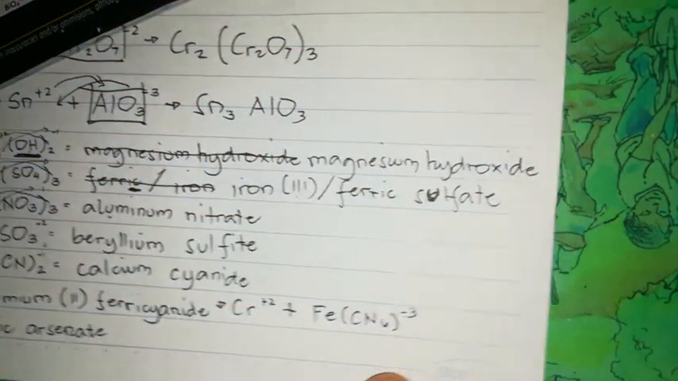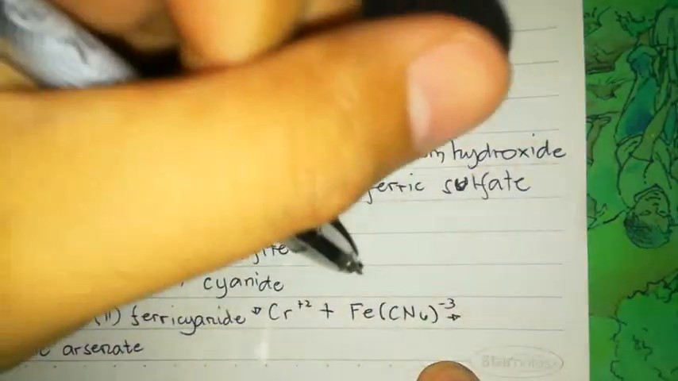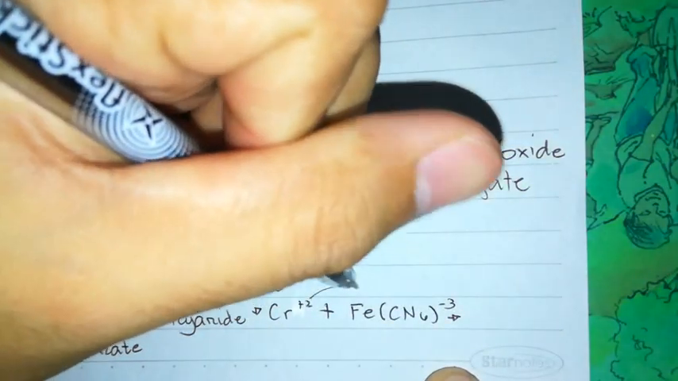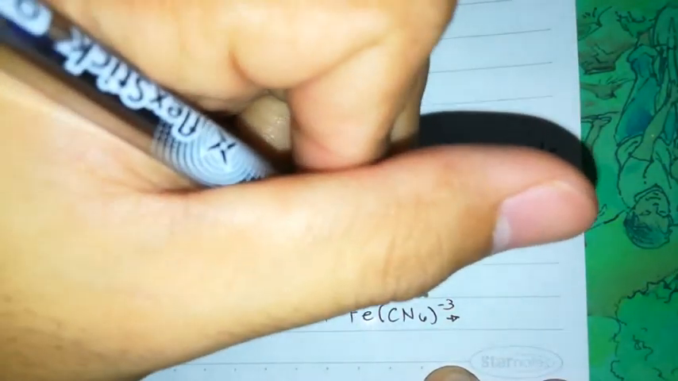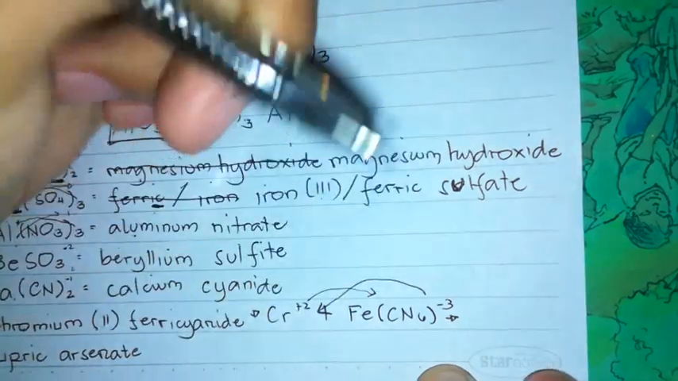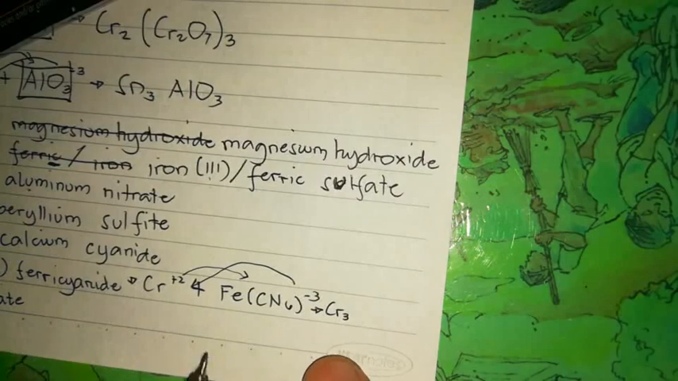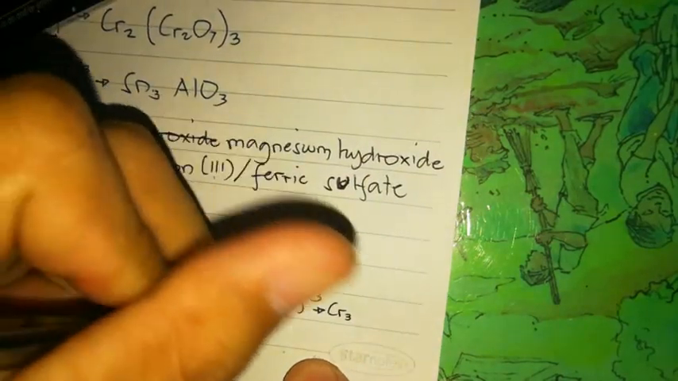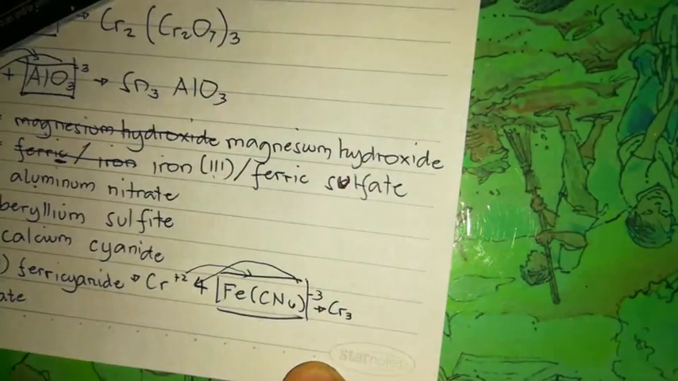So, Fe(CN)6 and then a charge of negative 3. Ang mangyayari dyan ay magkakaroon ng exchange. So, yung 2 mapupunta dito sa ferricyanide, yung 3 mapupunta kay chromium. So, it will become Cr3. Tapos, kailangan nating hindi mabago itong entire formula na yan. So, write it down.